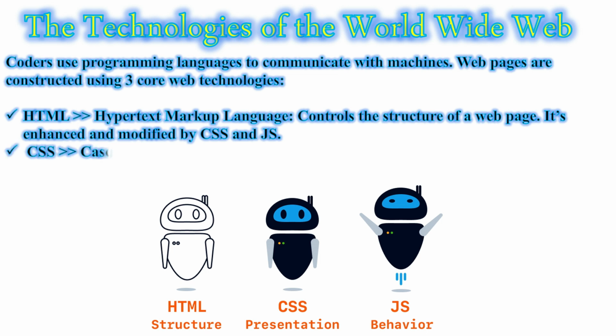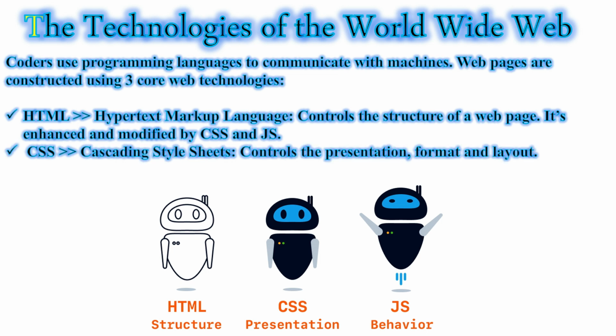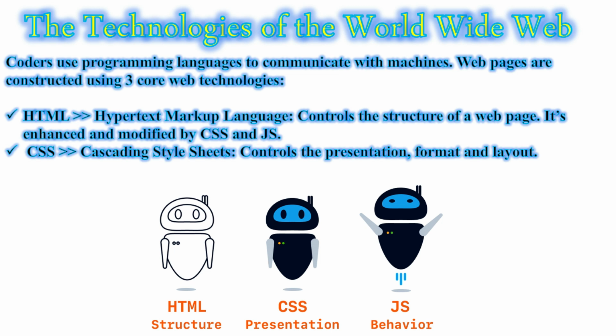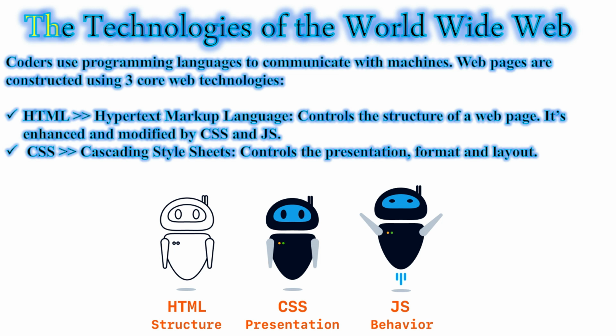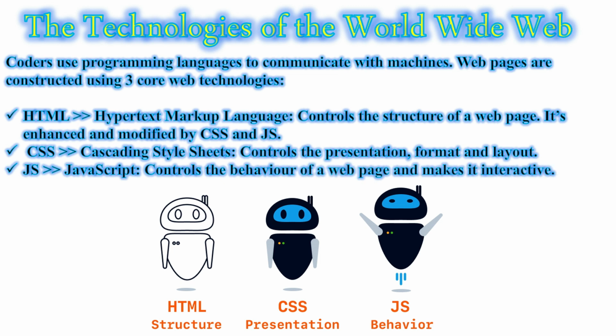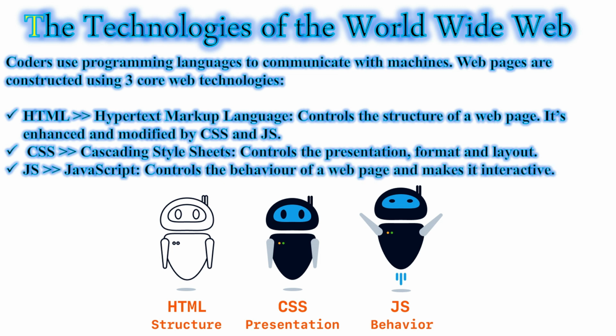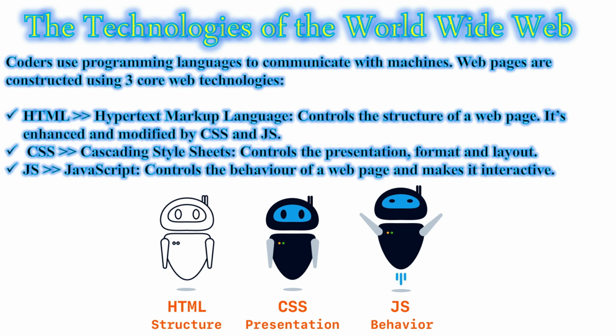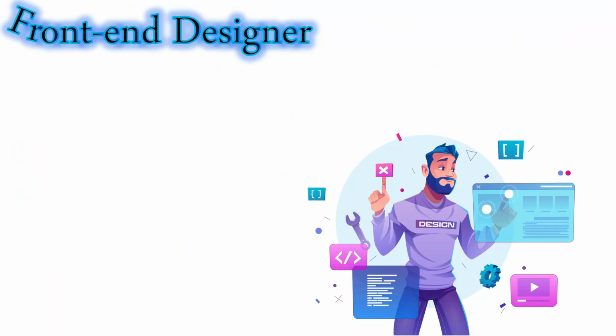So what is CSS? Cascading Style Sheets. CSS controls the presentation, format, and layouts. And what is JS? JS is an abbreviation of JavaScript. So JavaScript controls the behavior of a web page and makes it interactive.